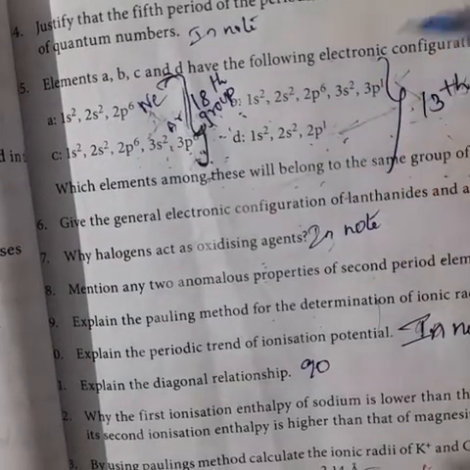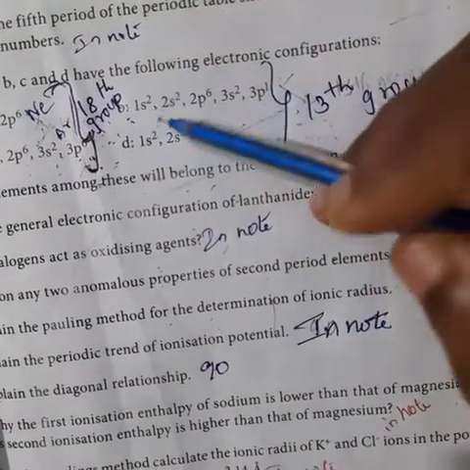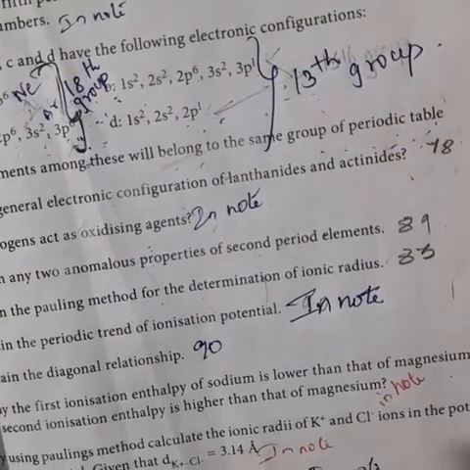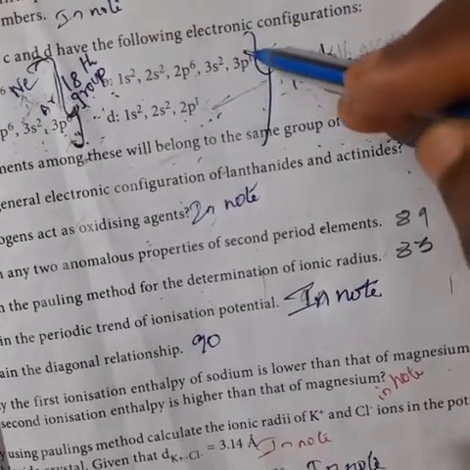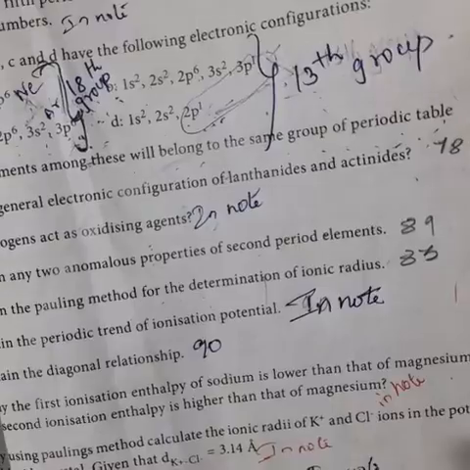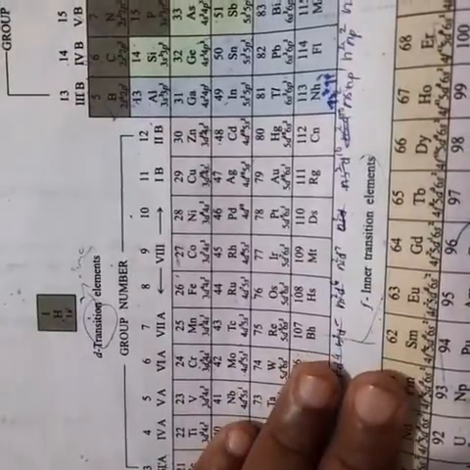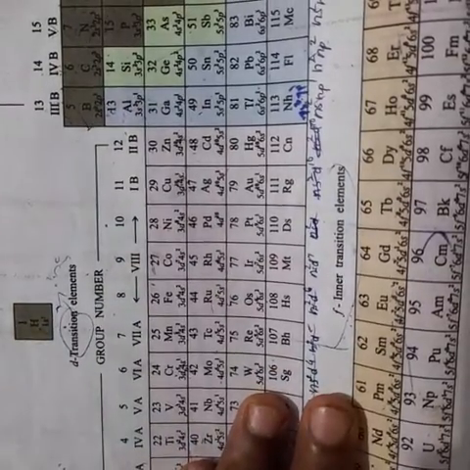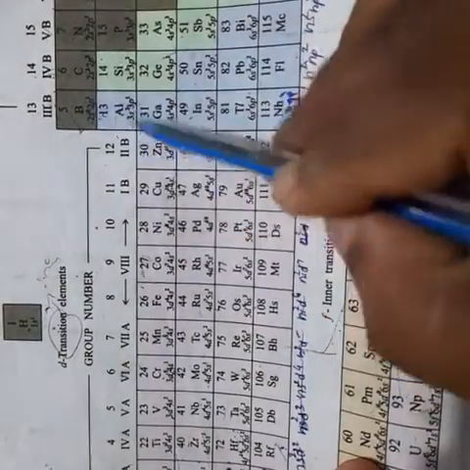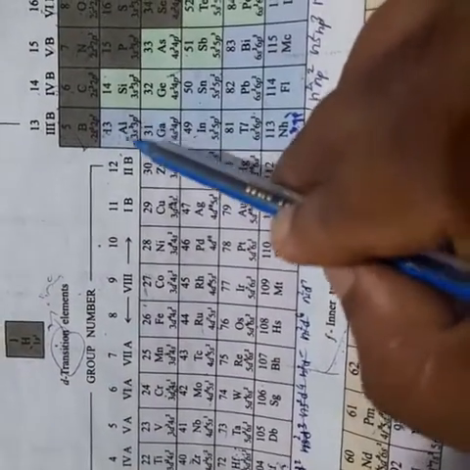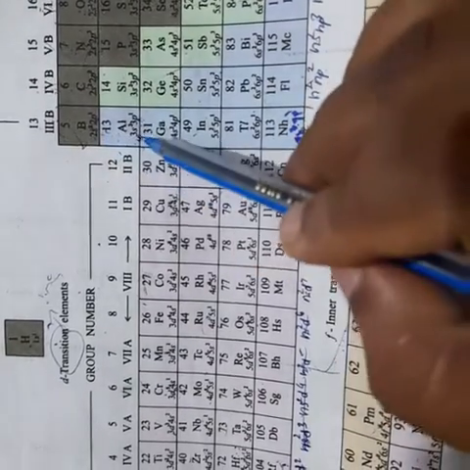Okay, listen here, B and D. What is the B electronic configuration? 1s2 2s2 2p6 3s2 3p1. After that, D is 1s2 2s2 2p1. Okay, if you look at the periodic table here, this is the 13th group elements. The 13th group elements end with 3s2 and 3p1. Which one is the 13th group? This is the 13th group. So it ends with 3s2, 3p1.